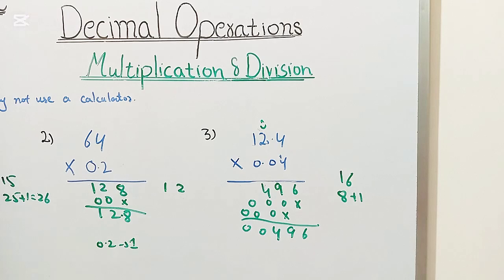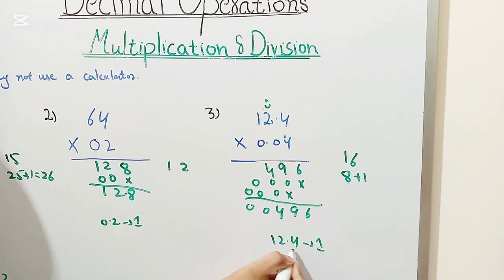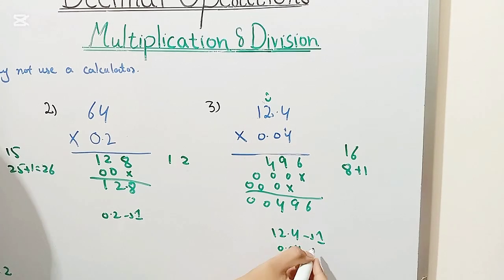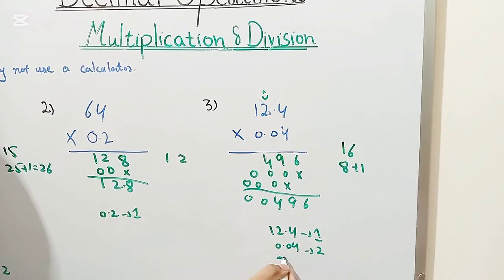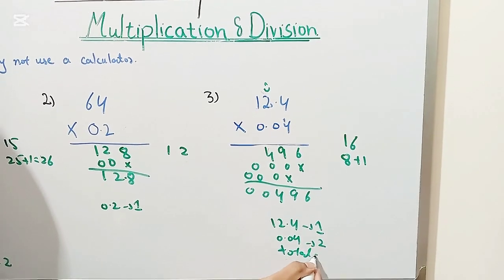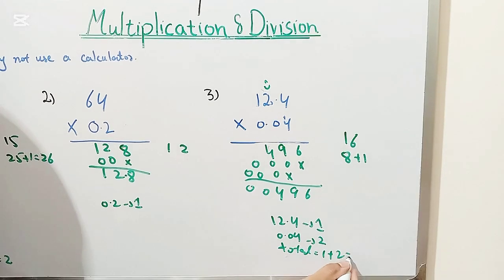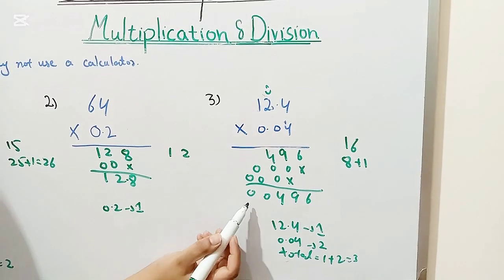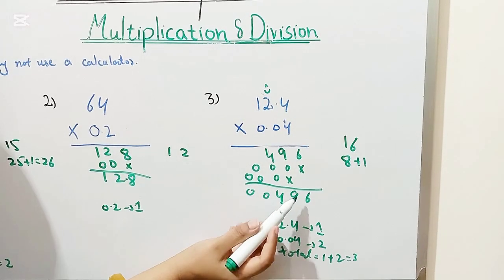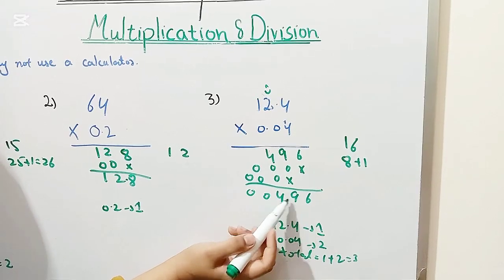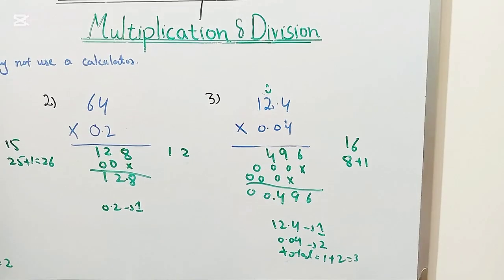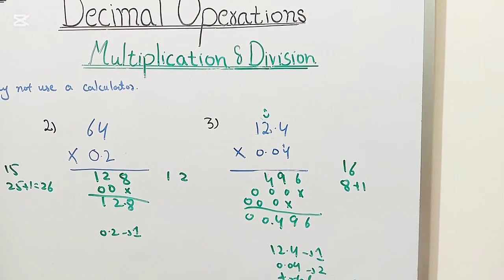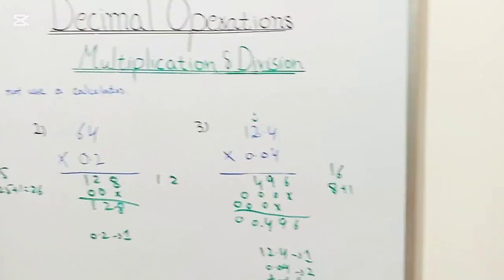9 4 0 0. 12.4 has one decimal point. 0.04 has two decimal points. Now we add them. 1 plus 2 will become 3. Then we will move the decimal three places from the right side, 1 2 3. Now your answer is 0.00496.